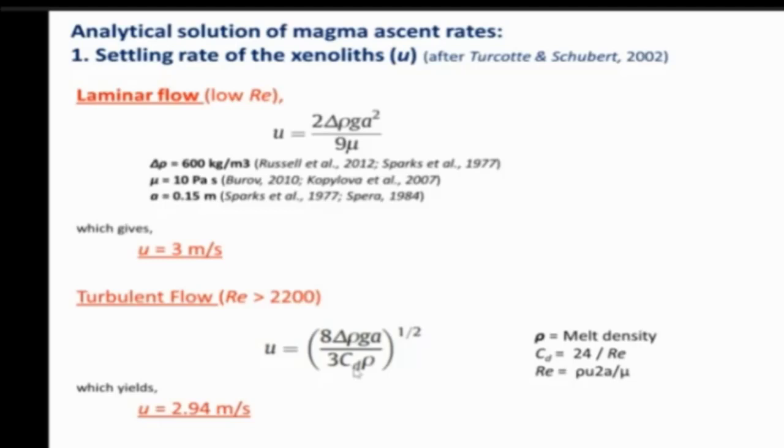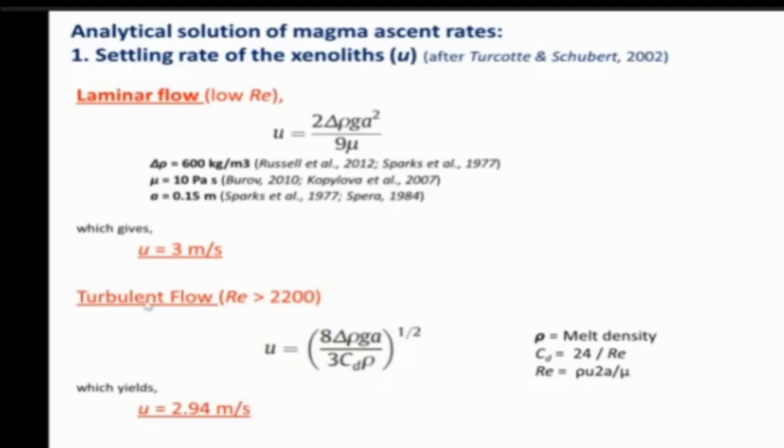Both these approaches, the laminar as well as the turbulent flow, suggest that the ascent velocity of the magma, which is kimberlite here, has to be at a threshold value of almost 3 meters per second. If the ascent velocity is less than that, they won't be successful in carrying these xenoliths along with them.